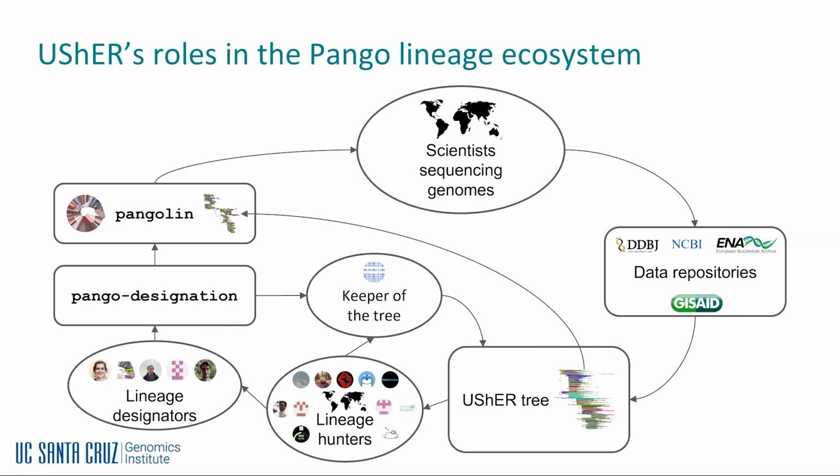Now, a minimized, severely pruned version of the big tree goes into pangolin and is part of how pangolin assigns lineages. It's running UShER internally, and the placement on the little tree is where these lineage assignments come from now.